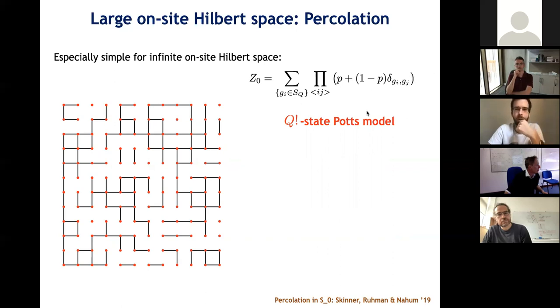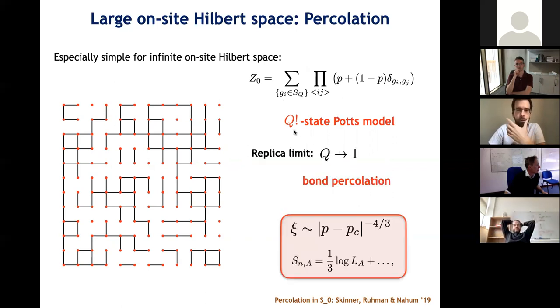You just have a Kronecker delta interaction between those spins, which are permutations. And so this is a Potts model, and it's known how to analytically continue it when you take Q goes to 1, which is the replica limit that we want. And it maps onto a very simple problem, which is bond percolation. Okay. And of course, it should be relatively intuitive why percolation is related here.